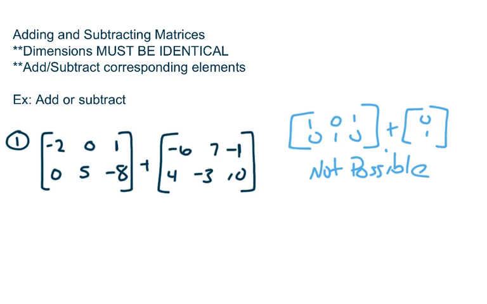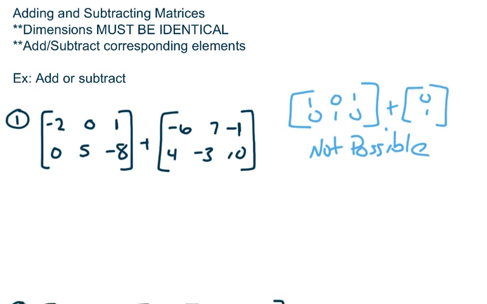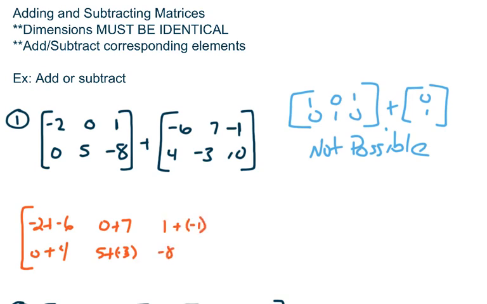But with this one, we have a 2 by 3 plus a 2 by 3. So we can add these two together. And when we do this, we just add or subtract corresponding elements. So it's really, really simple. It's just a matter of combining things in the very end. So we're going to have another 2 by 3 matrix. So we're going to have negative 2 plus negative 6 for our first element, and then we'll have 0 plus 4 down below it, and then we'll have 0 plus 7 as we move across, and then 5 plus negative 3, okay, and then 1 plus negative 1, and negative 8 plus 10, and all we need to do is add those numbers together.